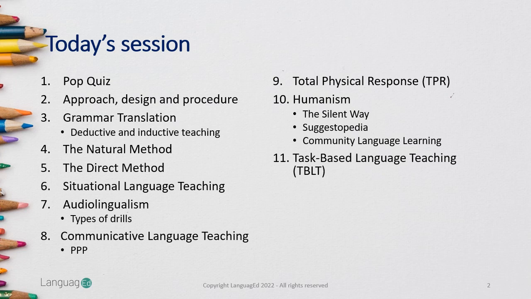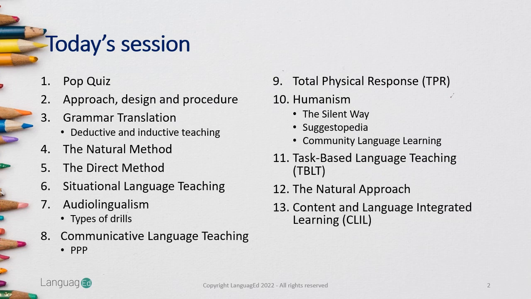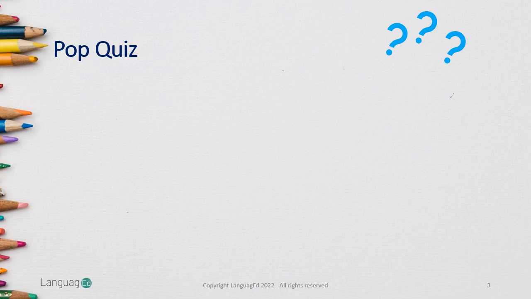Finally, we're going to move on to task-based language teaching, which is a key method still in use today. Mention the natural approach, move on to content and language integrated learning, CLIL, which, as we know, is quite important to the Italian educational system. And then finally, we're going to touch upon Dogme ELT and the flipped classroom.